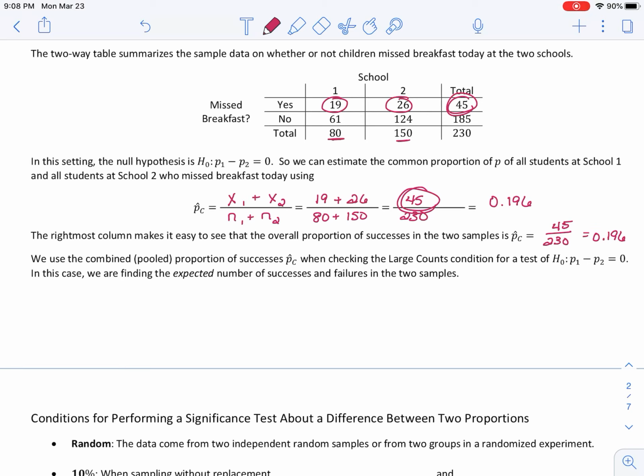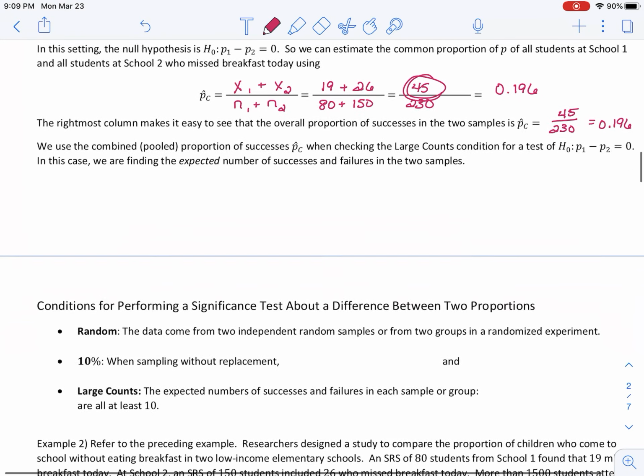So we're going to use the combined pooled proportion of successes, P hat sub C, when checking our large counts condition, as long as our hypothesis is assuming that there's no difference in the null. So in this case, we're finding the expected number of successes and failures, because again, that's what this P hat sub C is. It's the expected number. So not the exact, but the expected. That means when we check large counts, it's going to look slightly different.